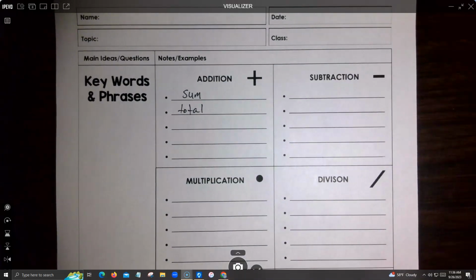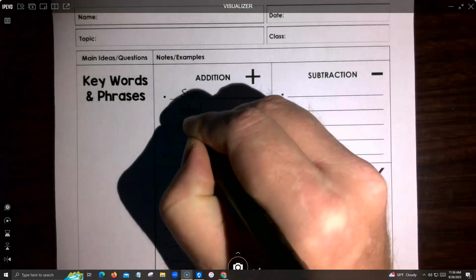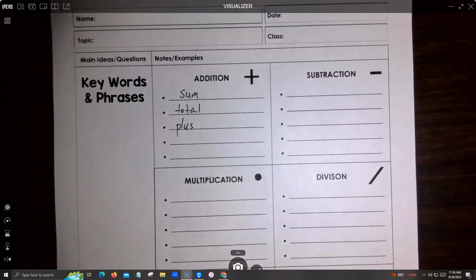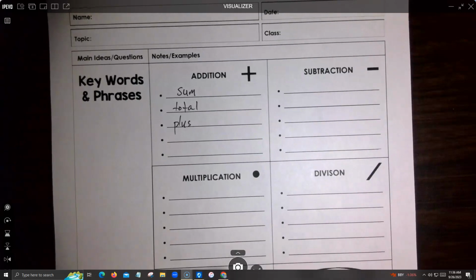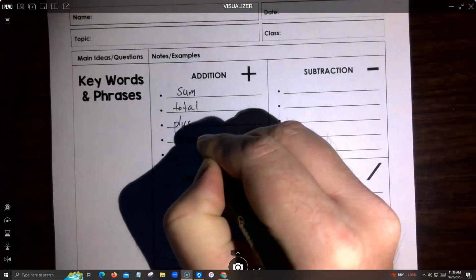We have total. When you total something, you add them all up. If you were adding all your bills together, you would be getting a total of all your bills. So when you total something, you add it. Plus is kind of self-explanatory. When you do 2 plus 4, we know we need to add. Next one is increased by.